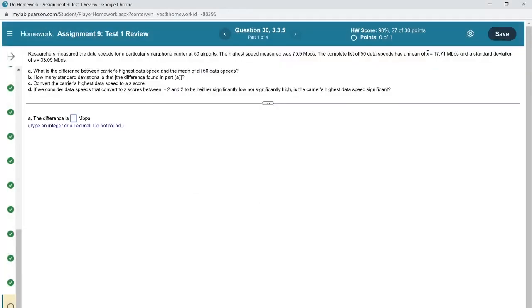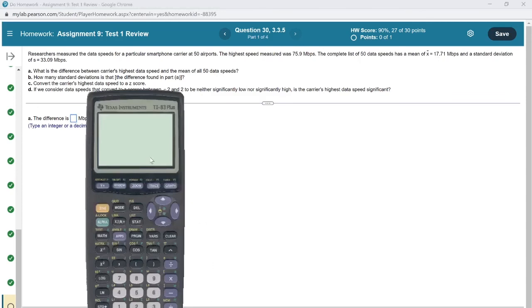The last problem. A researcher measured the data speeds for a particular smartphone carrier at 50 airports. The highest speed measured was 75.9 Mbps. The complete list of 50 data speeds has a mean of 17.71 Mbps and a standard deviation of 33.09 Mbps. Now we're going to answer this question. What is the difference between the carrier's highest speed and the mean of the 50 data speeds? So the highest speed is 75.9, the mean is 17.71, so we can use a calculator.